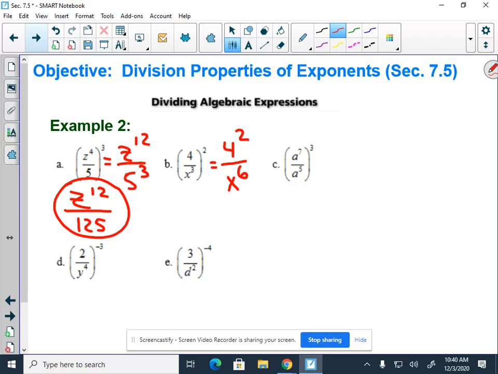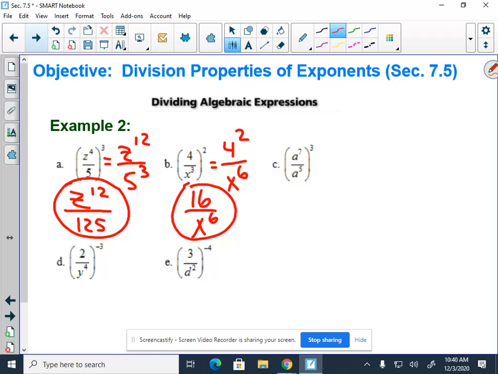x to the 6th. Remember that 2 multiplies the 3 on the x by 2, so it becomes x to the 6th. But the top, we take our calculator, we put 4 squared in, 16 over x to the 6th.